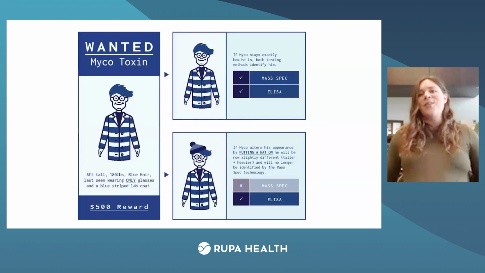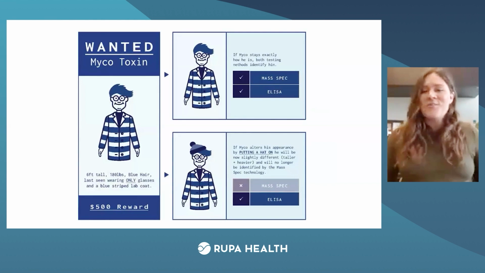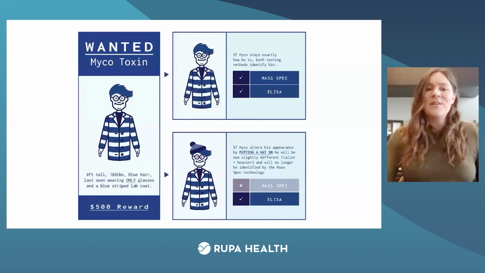I love this picture. So cute. This is the fun way of thinking about the difference between mass spec and ELISA. With mass spec, this is our mycotoxin here. Where's Waldo?